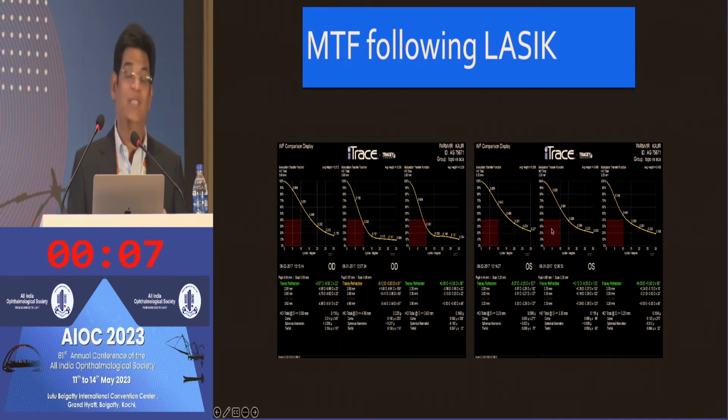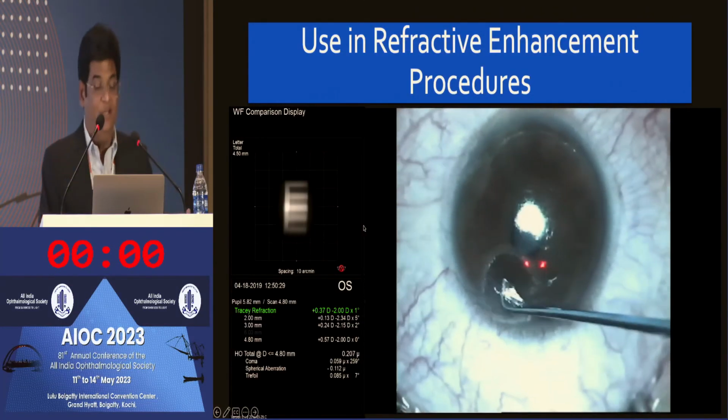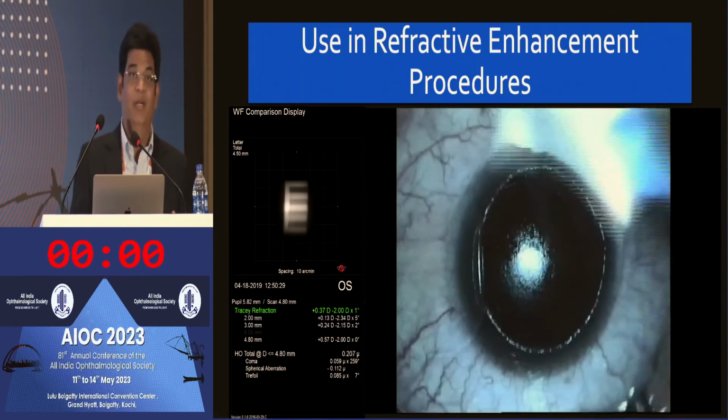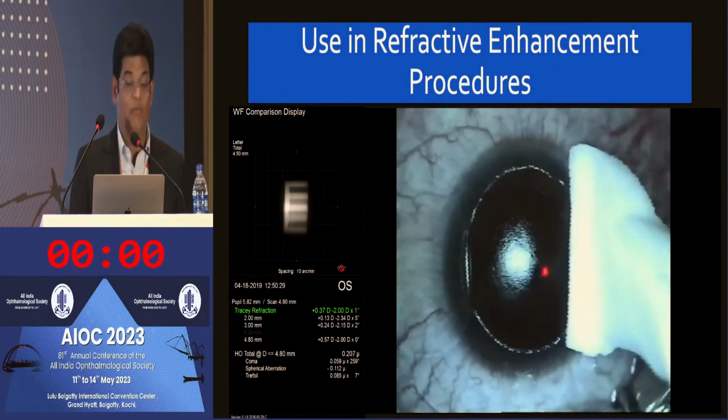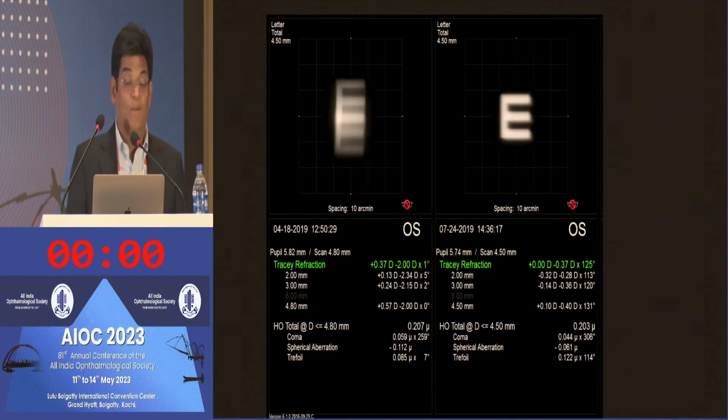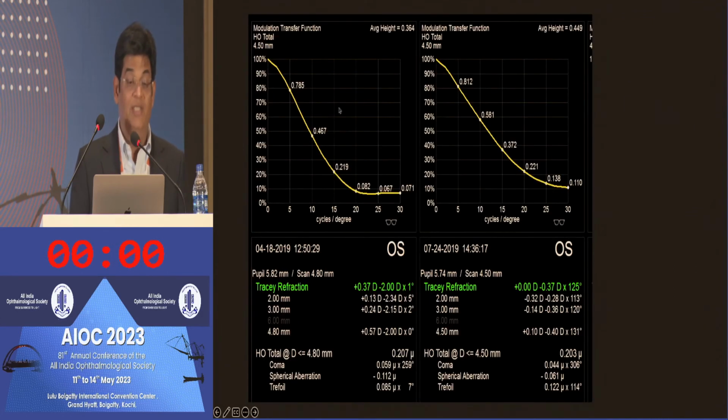Now, this red box corresponds to 40% contrast and 10 cycles of spatial frequency. So any line which is above that is considered to be good optics, and if the line is below that, it's considered to be bad optics, right? And such a patient underwent enhancement. We lifted the flap up and we took care of the refractive error of the patient. And this is the image which is post enhancement. The patient was very happy with that, and we can see the changes in the slope of the MTF of this patient.